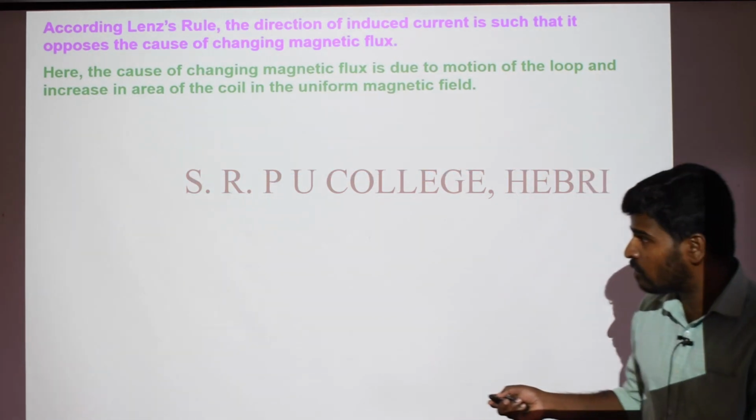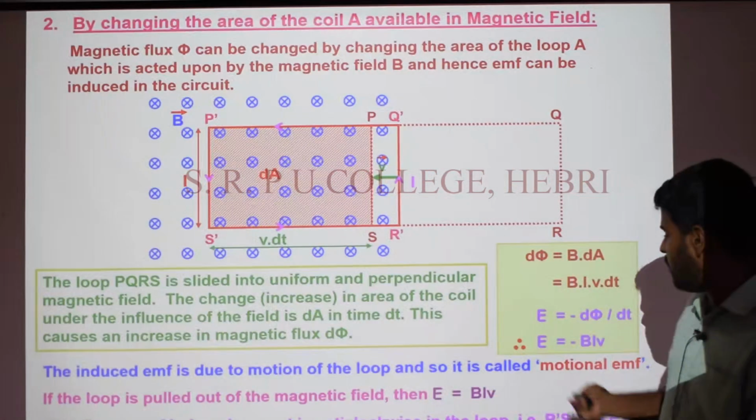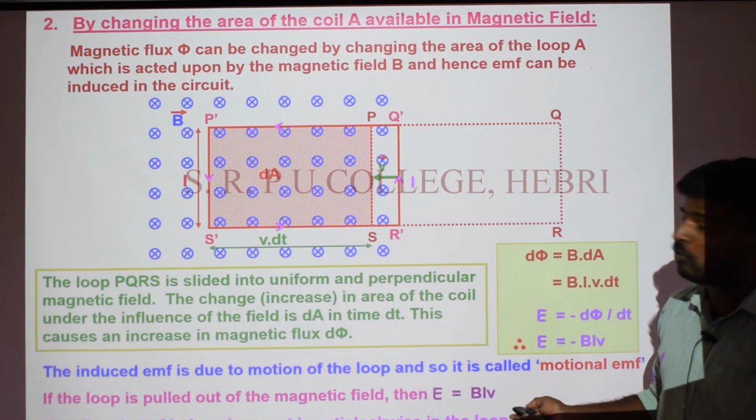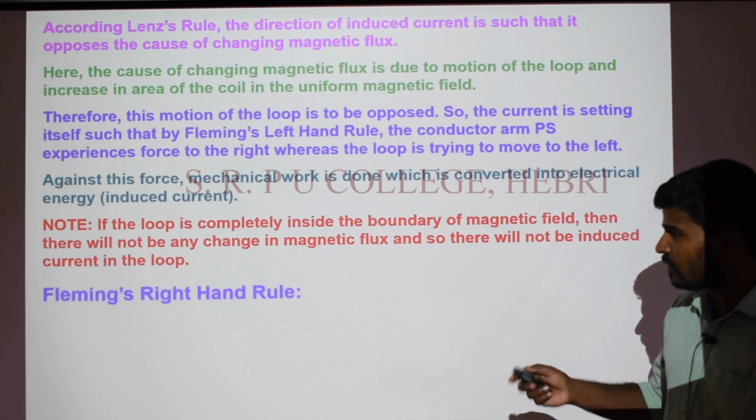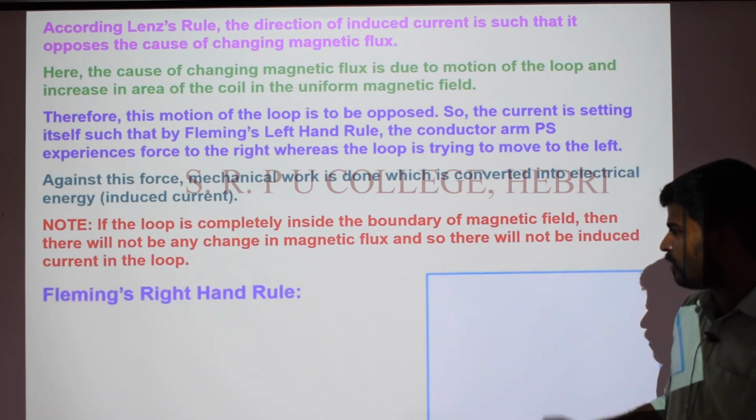What you need to prove up to the term E is equal to minus BLV is for the 3 mark question for the board. These are the knowledge-wise questions or the knowledge-wise topics. Next, Fleming's right hand rule they have given.